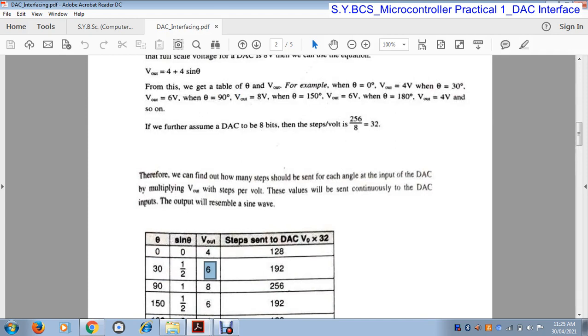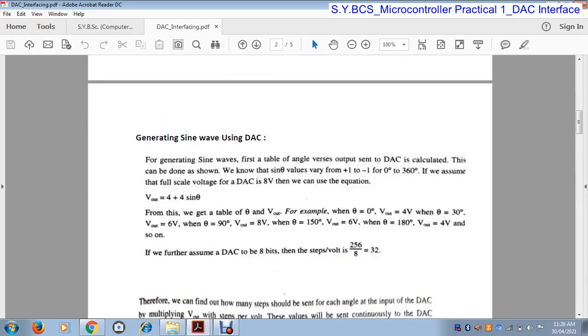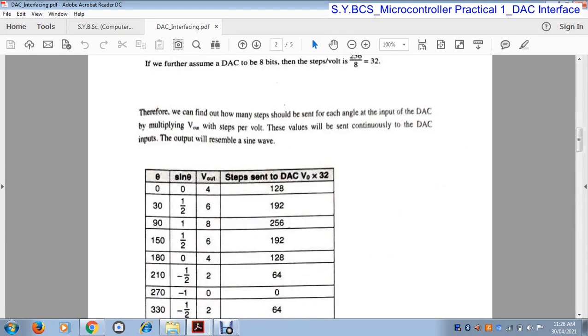This output voltage is multiplied by 32 to get the steps. By using these steps, the DAC generates the sine wave. For calculating the steps, first we calculate the output voltage using this formula with theta's value from 0 to 360 degrees. Once we get the output voltage, it is multiplied by 32.